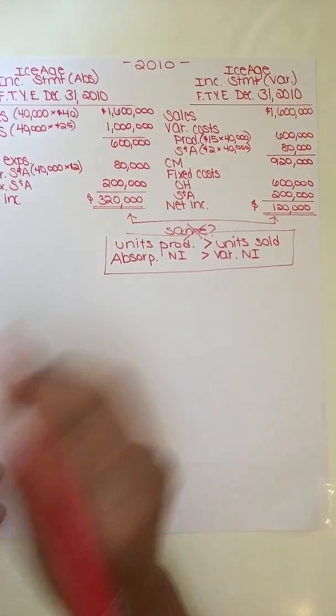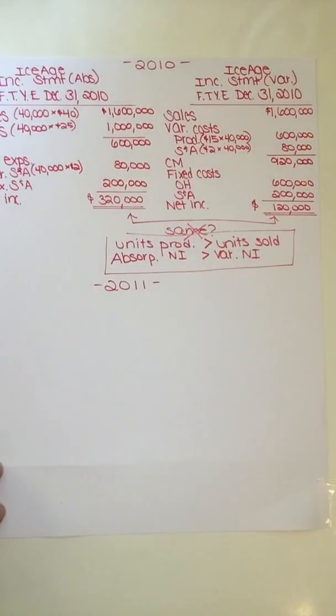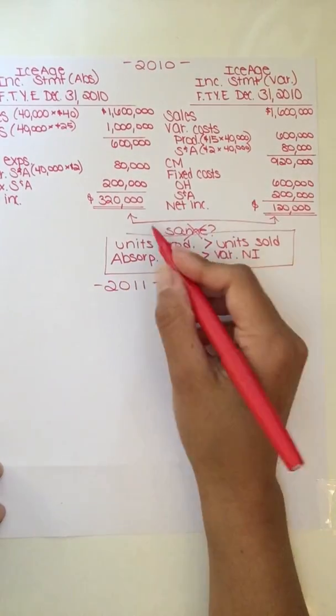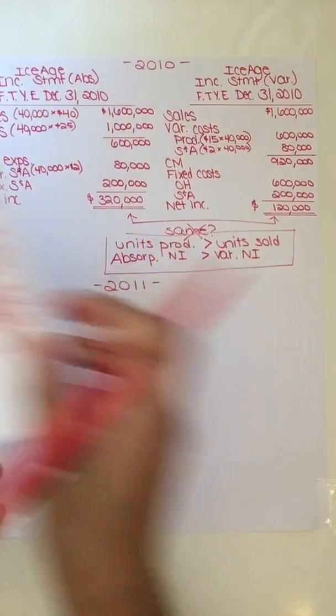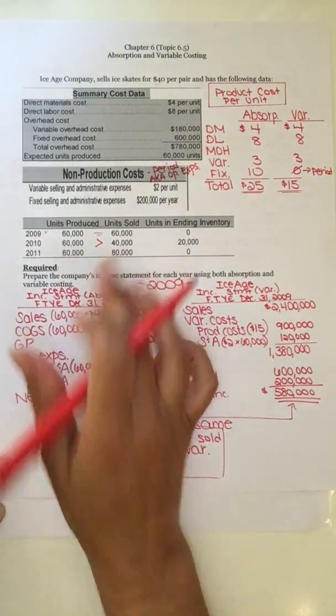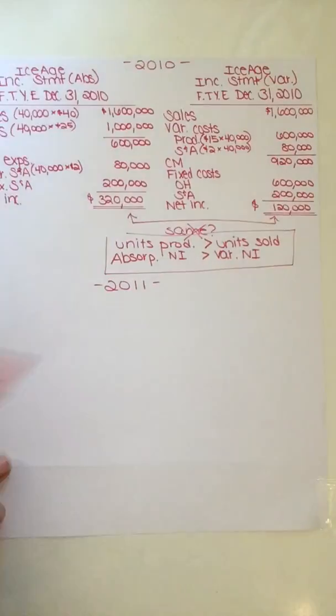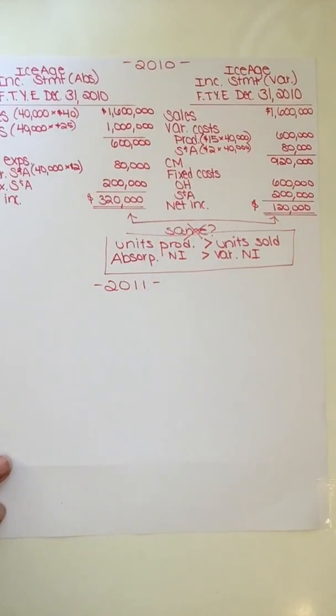All right, if you haven't already, go ahead and try 2011, and you can make a guess as to how the net income is going to be for that year. Your data, again, is on the prior sheet here. So go ahead and calculate the two income statements for that year, absorption and variable, and we'll follow up in the next video.